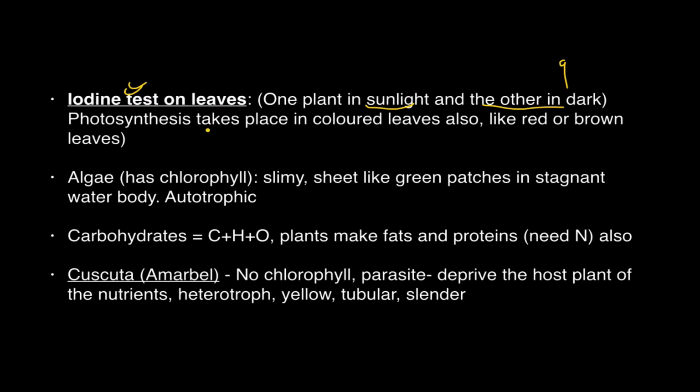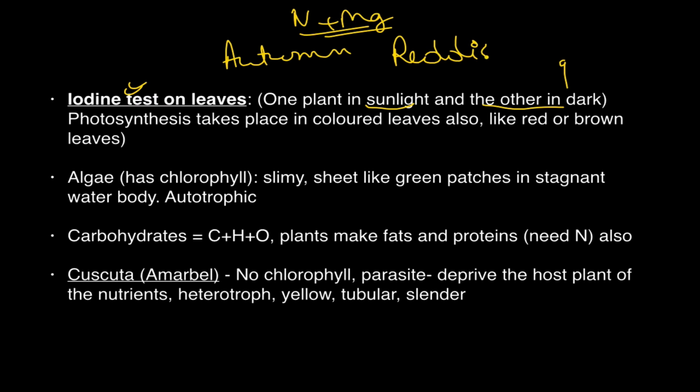Photosynthesis not necessarily takes place in green leaves, it takes place in red leaves, brown leaves also. There are other pigments, xanthophyll and other pigments which are differently colored. जब autumn हो जाता है ना, autumn, so the chlorophyll dies because it has nitrogen plus magnesium. So chlorophyll degrades. So the color of the leaves turns reddish brown or orange.